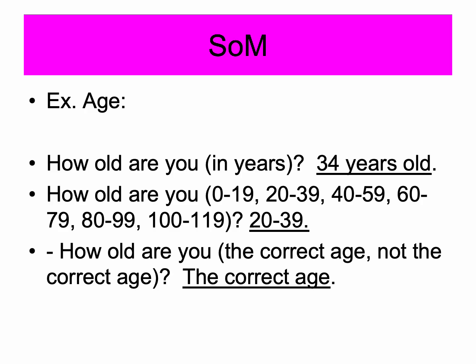So if we ask, how old are you, correct age, not the correct age, we're working with nominal data. We might assign 0 to the correct age and 1 to the not correct age, but the 0 and 1 doesn't mean anything, and we can just as easily flip those around. So in that case, we're working again with nominal.